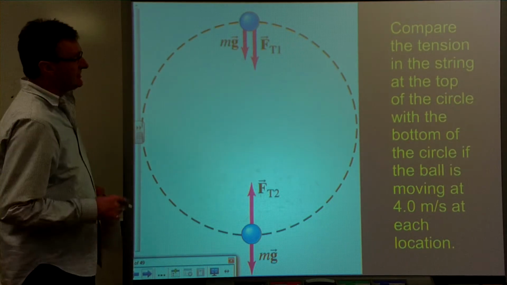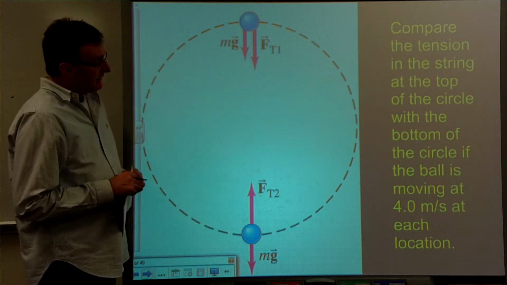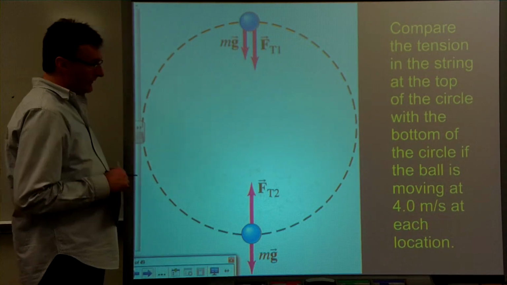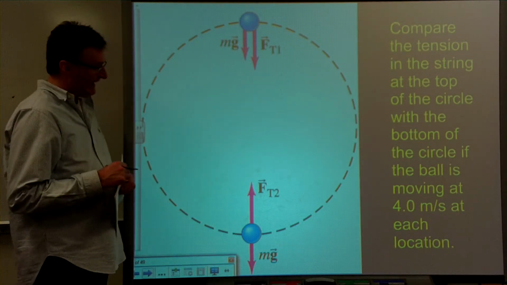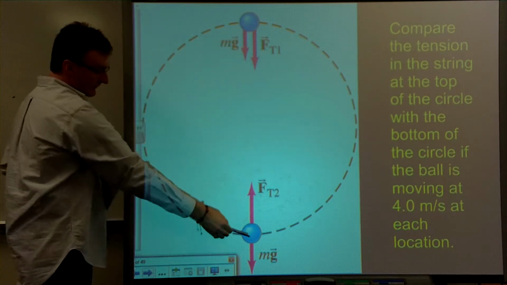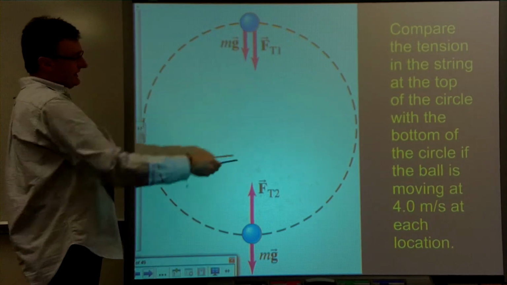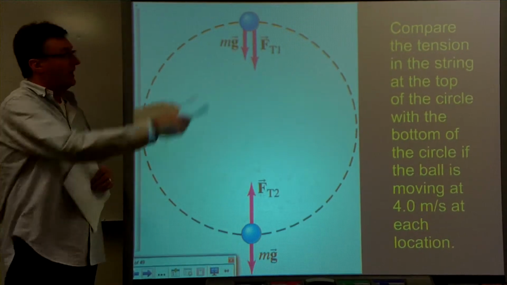So compare the tension in the string at the top of the circle with the bottom of the circle if the ball is moving at 4.0 meters per second at each location. So it's moving 4 meters per second here, and it's moving 4 meters per second down there. So let's see what tensions we need in order to keep the ball moving in a circle at both of those locations.